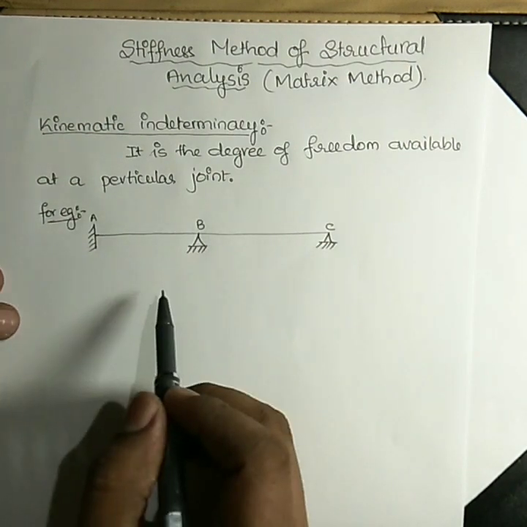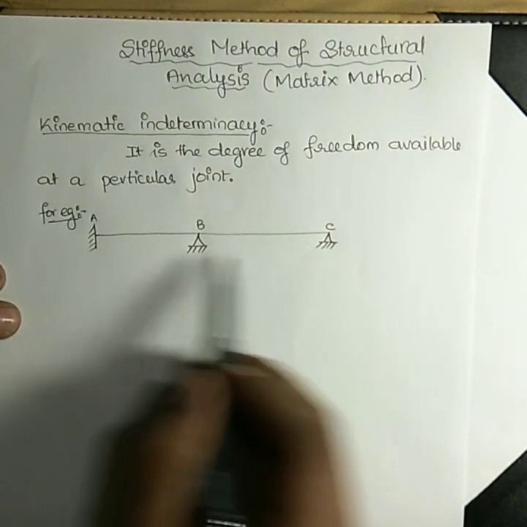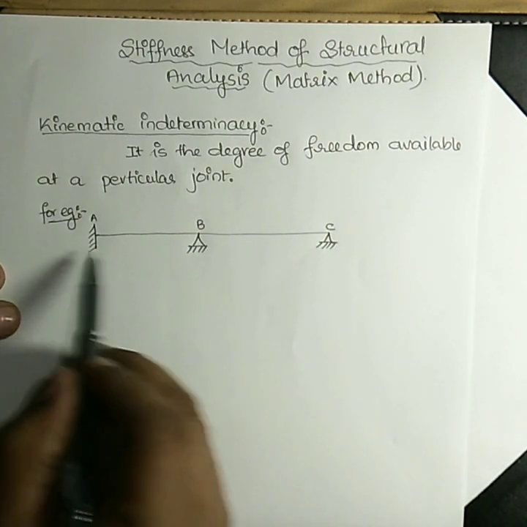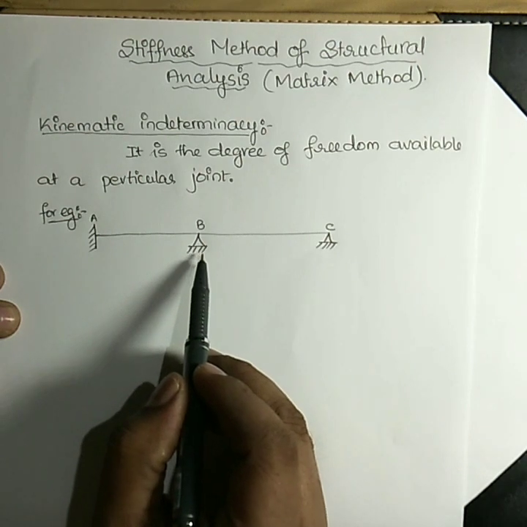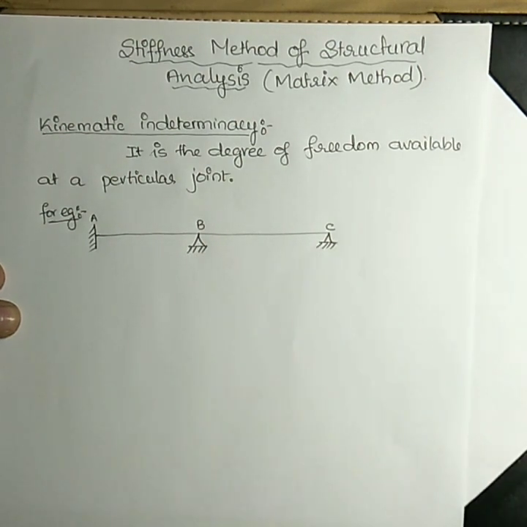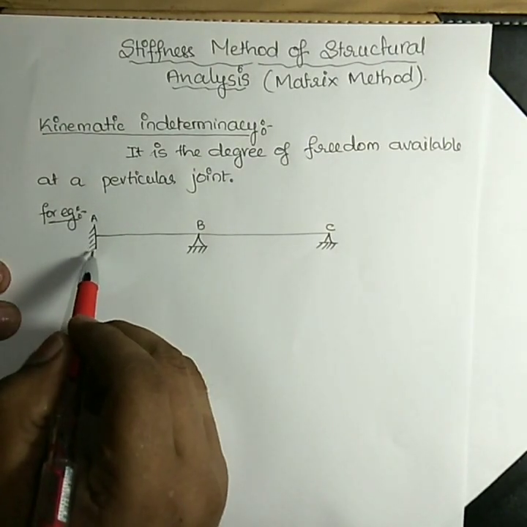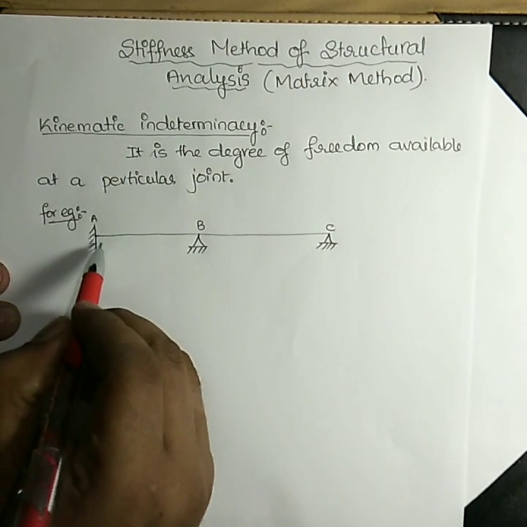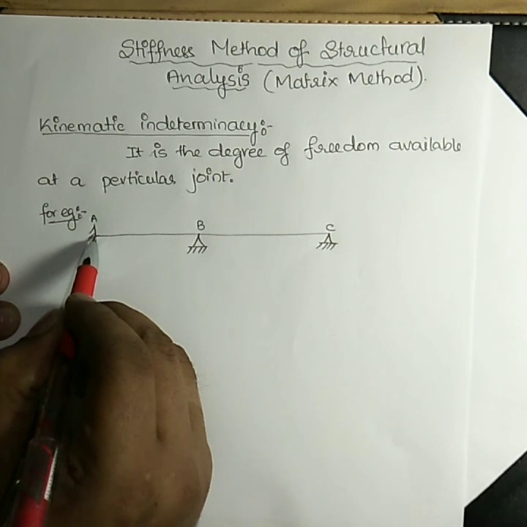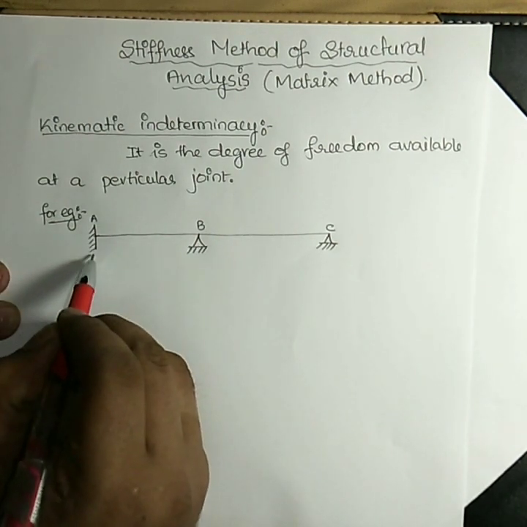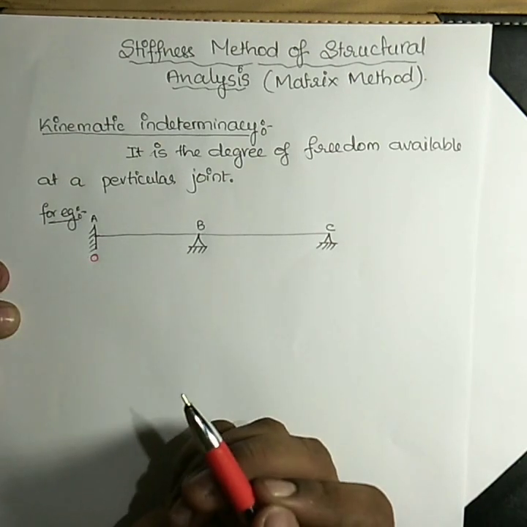So for example, you have a continuous beam with a fixed support at point A, a hinged support at point B, and a hinged support at point C. You can see here at point A, since it is a fixed support, it is not allowed to rotate or move in any direction. Hence, kinematic indeterminacy at point A is 0.